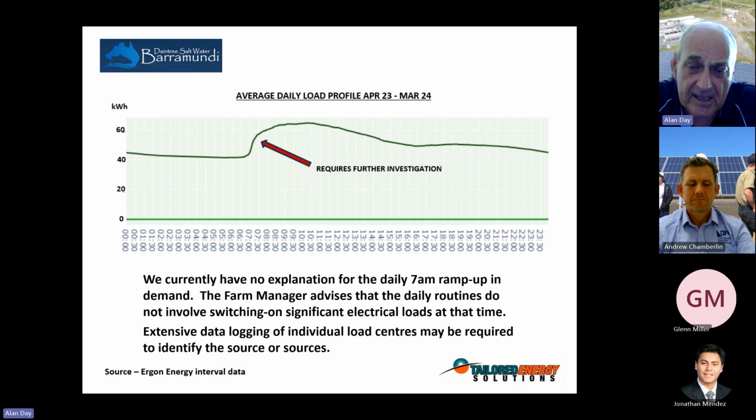This is from the interval data that we received from Ergon Energy. I've just focused on the daily load profile. So it's the average load profile for 365 days. So it's quite a good indicator. The real surprise is that peak that happens at about 7:30 every morning. I suppose more of a surprise is nobody knows what causes it.